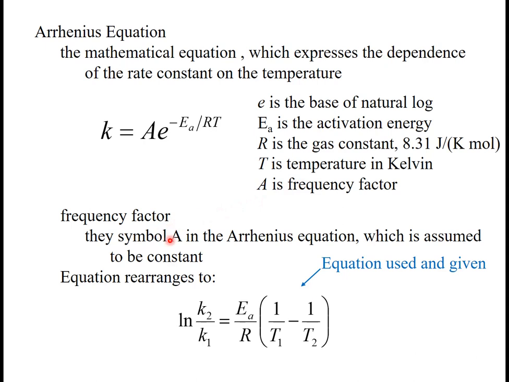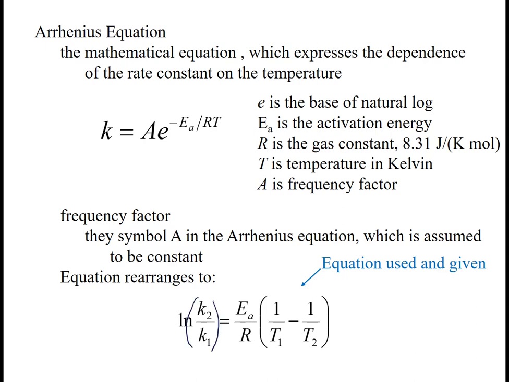So the symbol A, the frequency factor, is constant, and so when it's rearranged to solve for that constant, what I end up with is the natural log of K2 over K1 is the activation energy over R, and R is still 8.31, times 1 over T1 minus 1 over T2. This equation should look very familiar to you because we did the Clausius-Clapeyron equation, in which we did basically this with the vapor pressure and the delta H of vaporization.